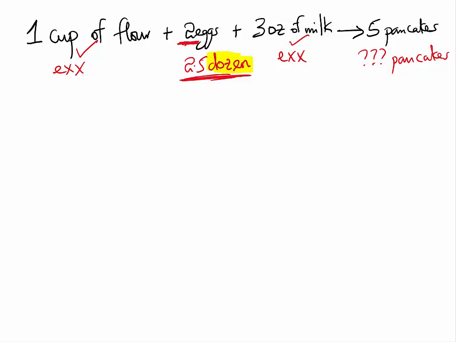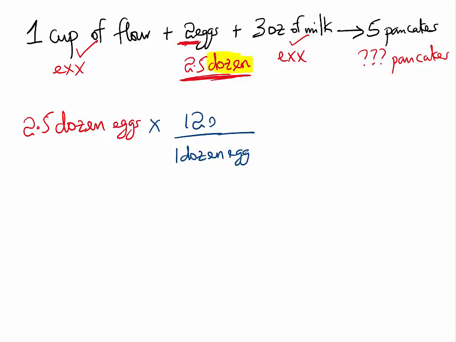This is what I'm saying. So if I have 2.5 dozen of eggs, and I know that 1 dozen of eggs is equal to 12 eggs, I can simply cancel out the dozen, which means that I have converted to the total number of eggs that I have at the beginning of this cooking exercise.